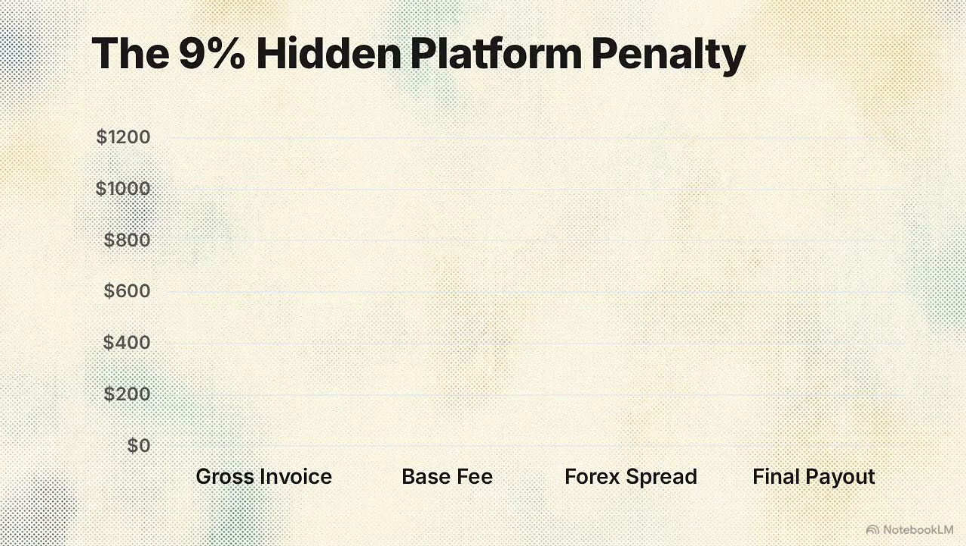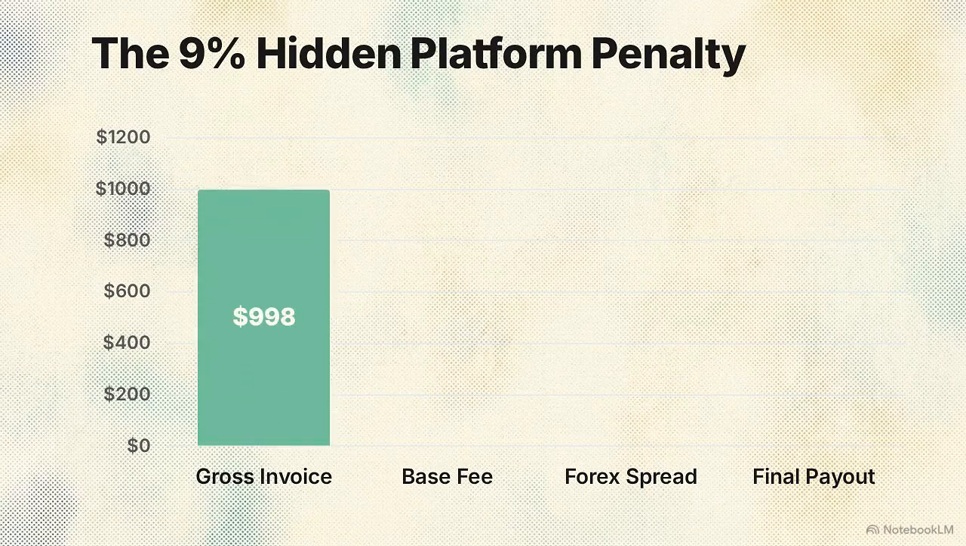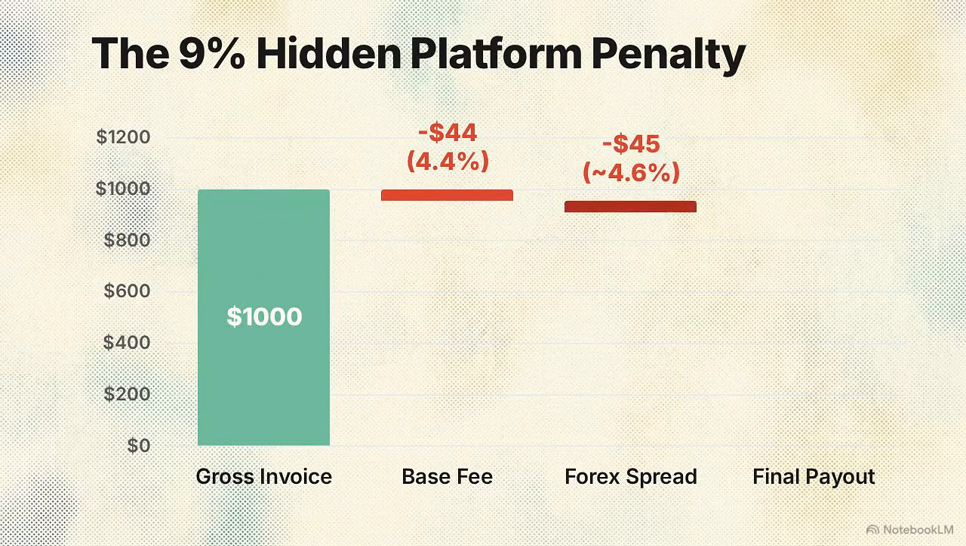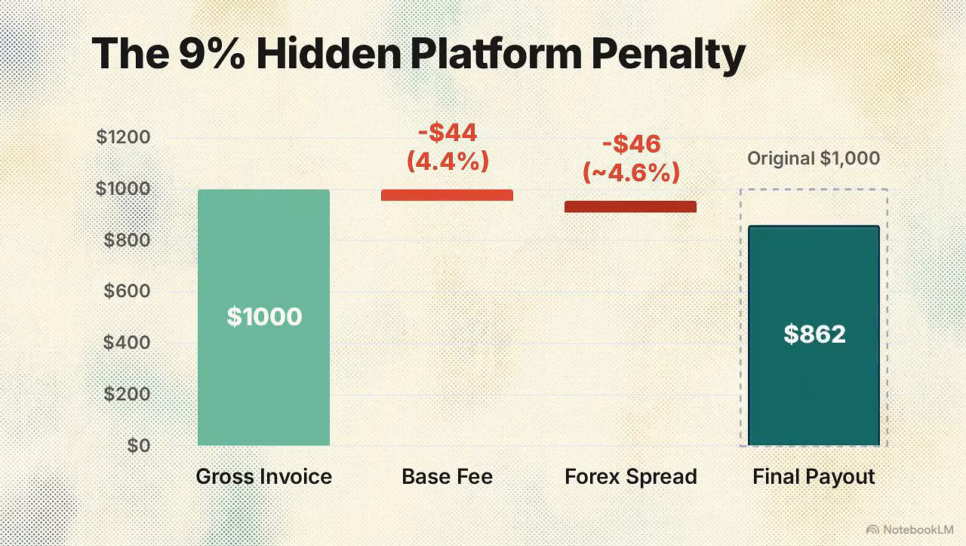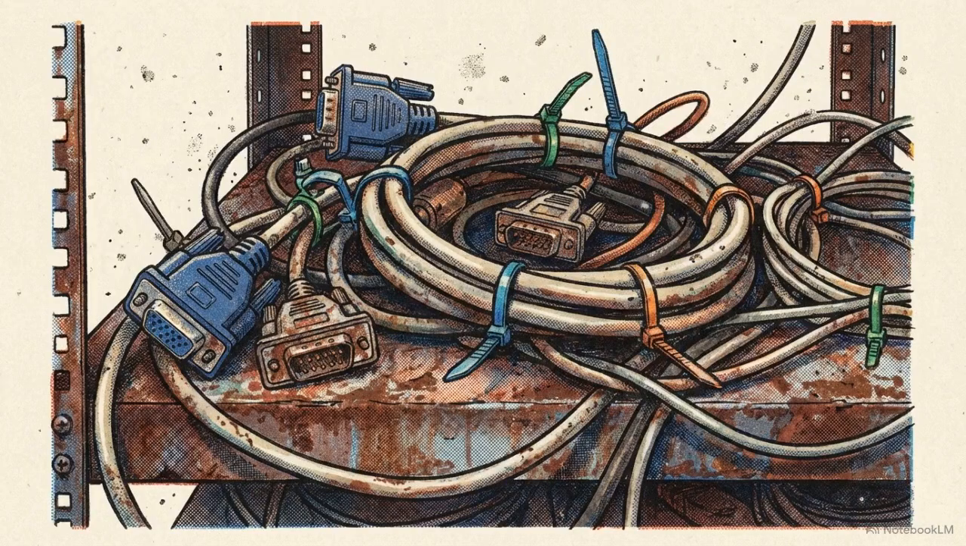On a standard $1,000 invoice paid through PayPal, you immediately lose a 4.4% receiving fee. Then comes the conversion damage. Legacy gateways bake in a hidden forex markup, taking another 4%. Your $1,000 hits your Indian bank at $910. That $90 loss is a convenience tax paid to avoid migrating from outdated payment rails.